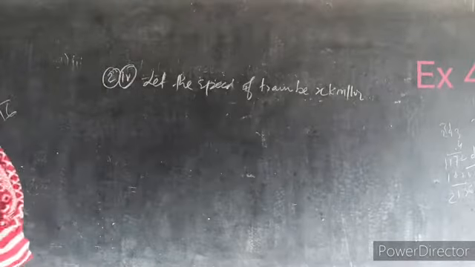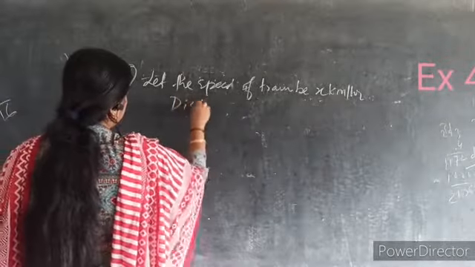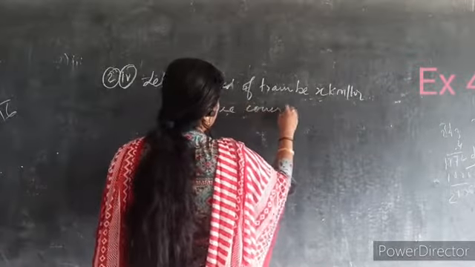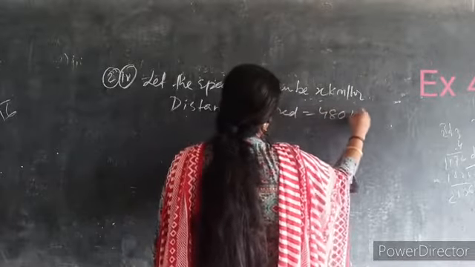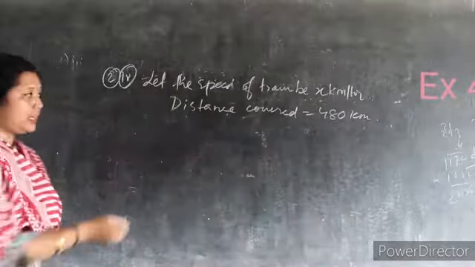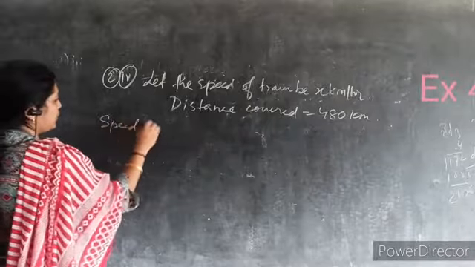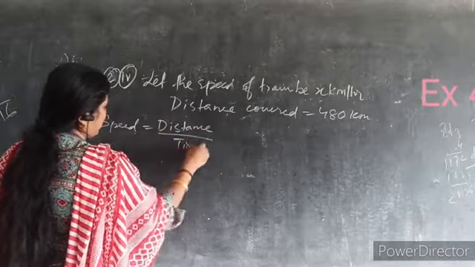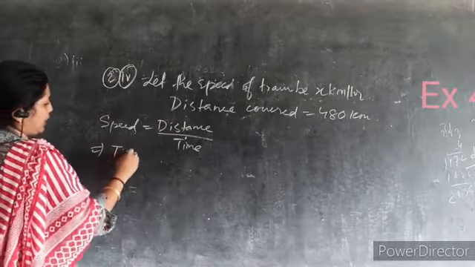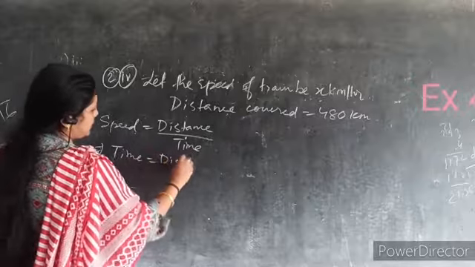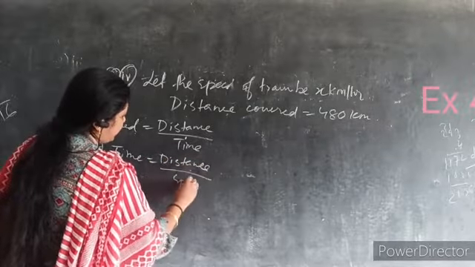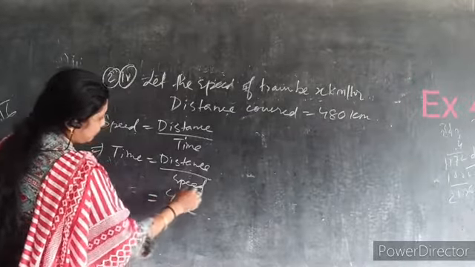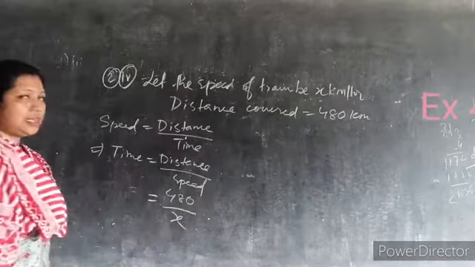Okay, and your distance is given as 480 kilometer. So as we know, there is a relation, that is speed equal to distance upon time. So if I take the time here, distance upon the speed will be there. That means in the first case your distance is 480 and speed is x. Okay, this is the first case.